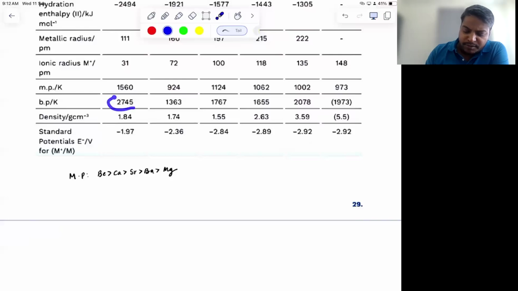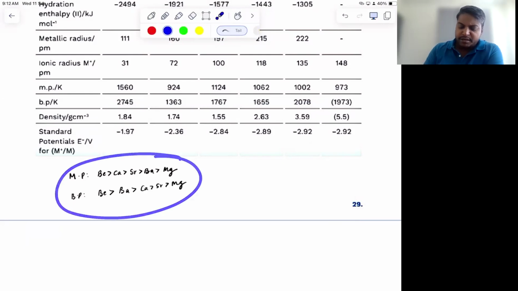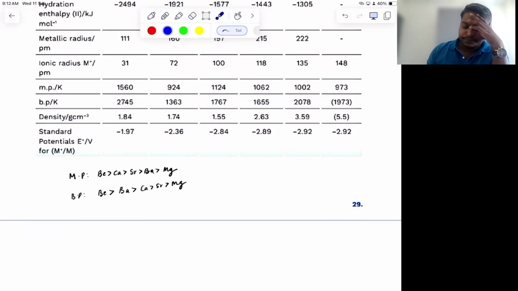Next, for boiling point you will see a similar trend, with beryllium exceptionally high, then barium. After that we have calcium, strontium, and magnesium. This is the melting point and boiling point case. Density is along similar lines: the first three densities decrease and then density increases thereafter.